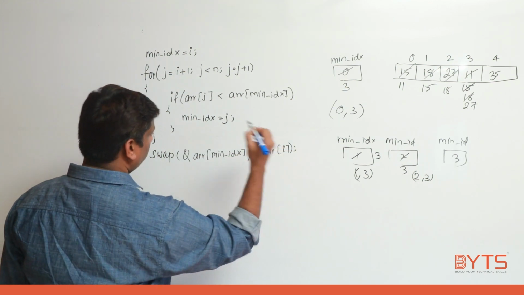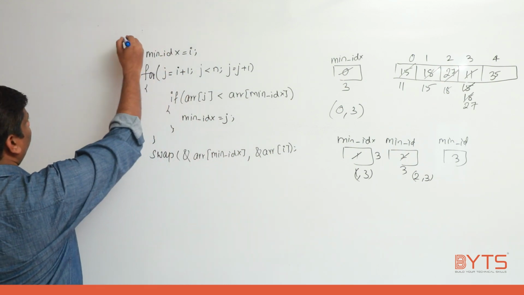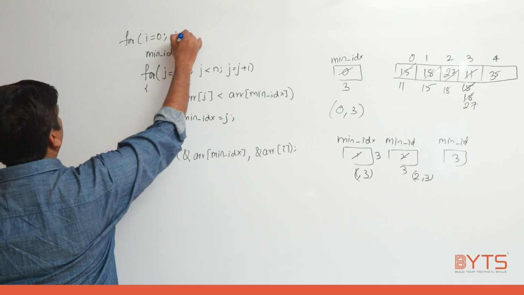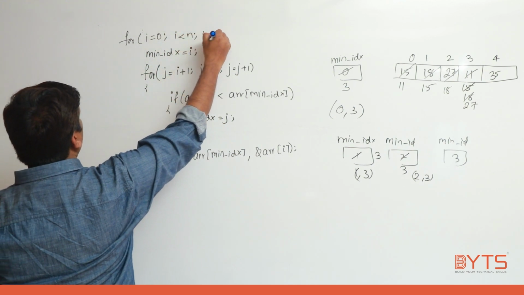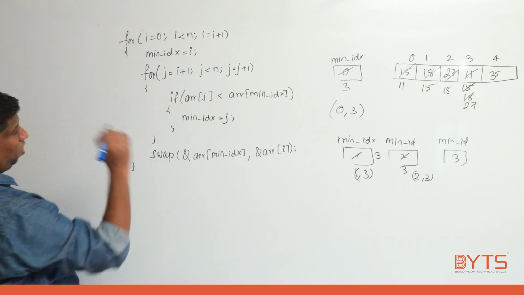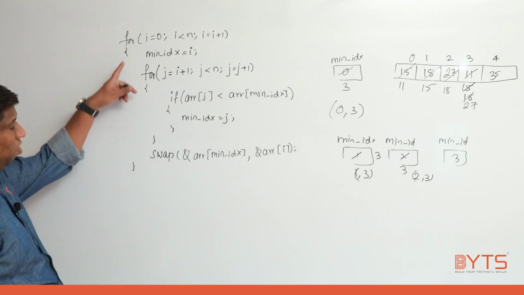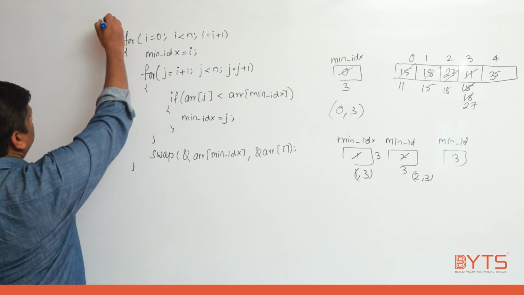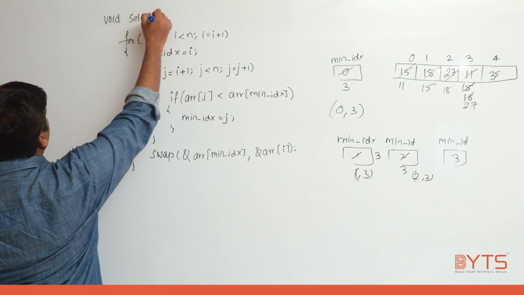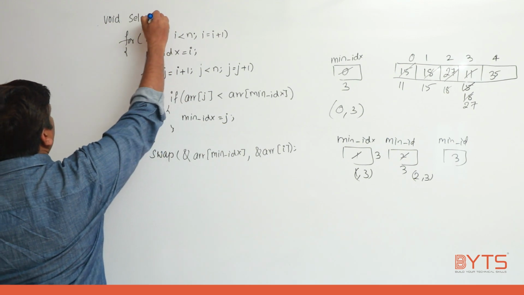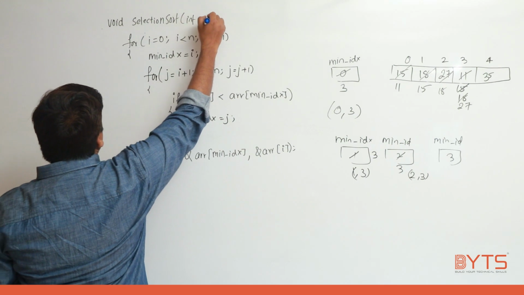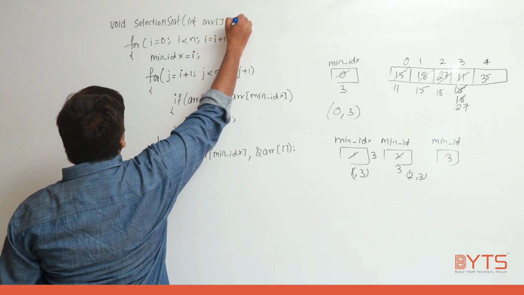Okay, now what for loop do I need to write here? For i is equal to 0, i less than n, i is equal to i plus 1. Completed. This is the selection sort, right? So void, then what can I write here? Selection sort, int array comma int n.